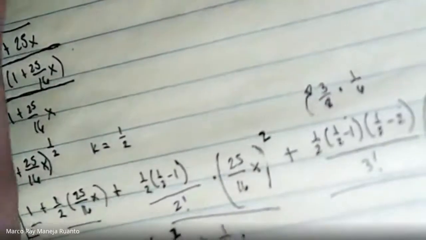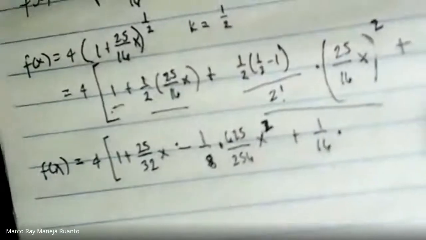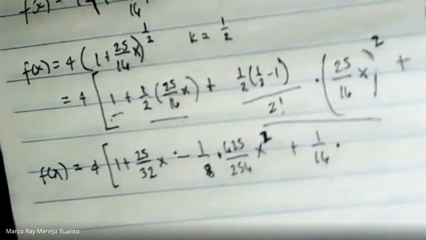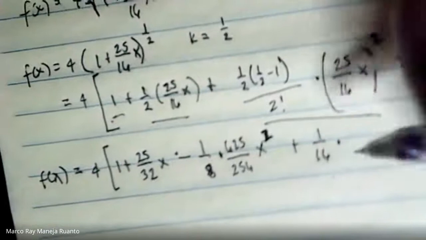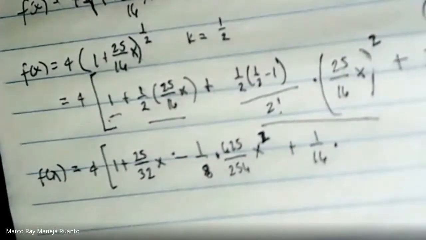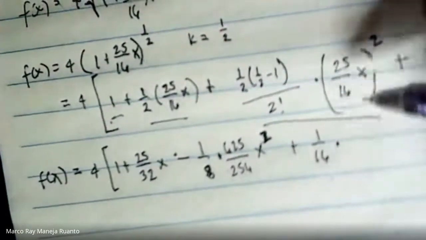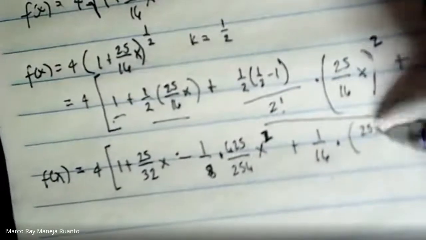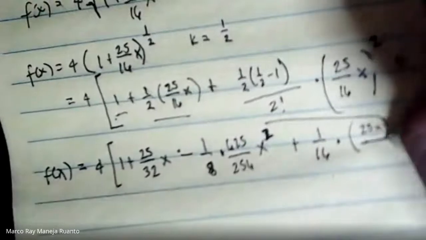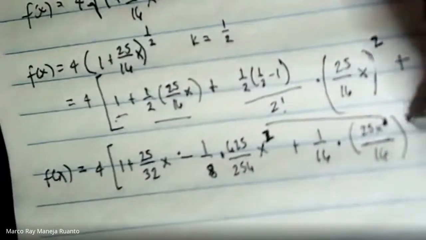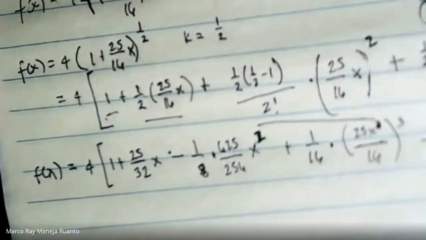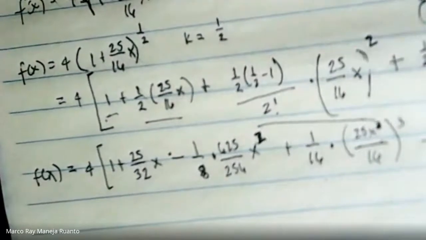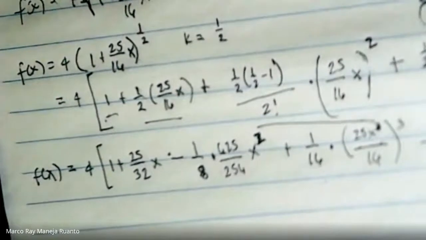What is 25 cubed, class? That is a bigger number. So 25 x to the power of 3 over 16 cubed, minus, okay, this is 5 over 2 minus 5. Wait.